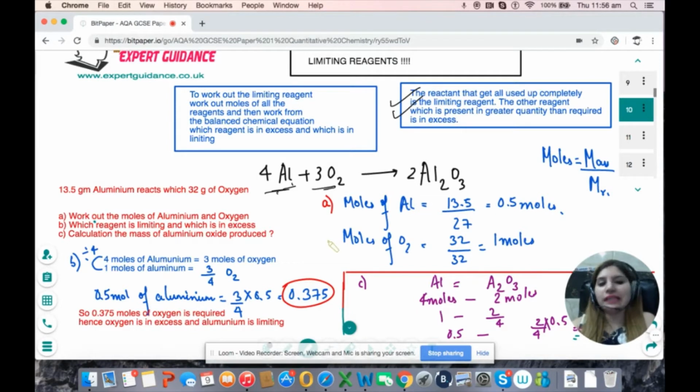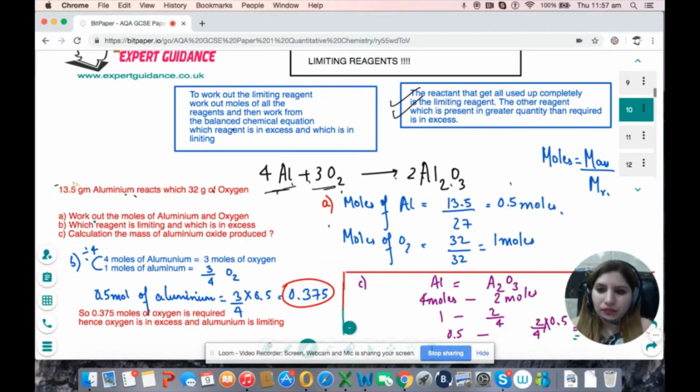4 moles of aluminium will completely get reacted with 3 moles of oxygen. So my aluminium in that case will become the limiting reagent, and the oxygen is in excess because it is present in an extra quantity than is required. Now, how do you work out the limiting reagent in every reaction? You first write the balanced chemical equation, find the moles that are reacting, and then find the moles which are given to you. And from that, you will work out which is in excess and which is limiting.